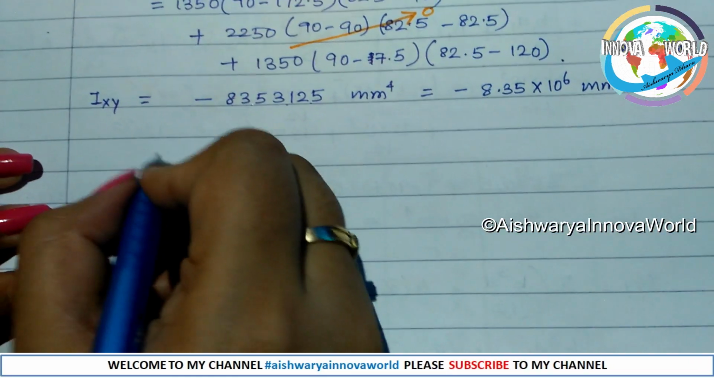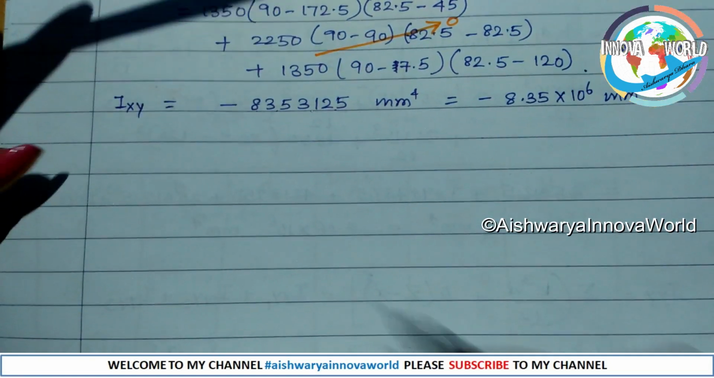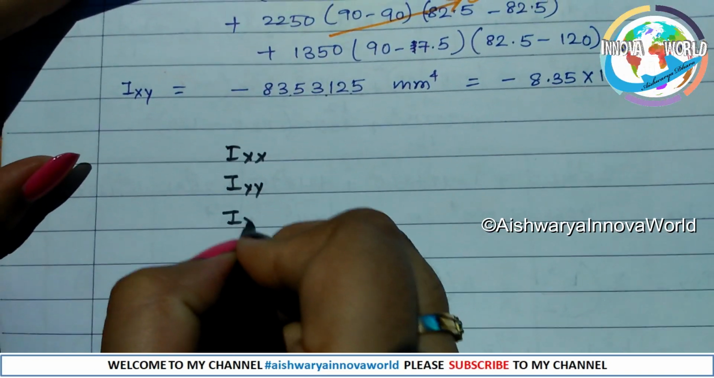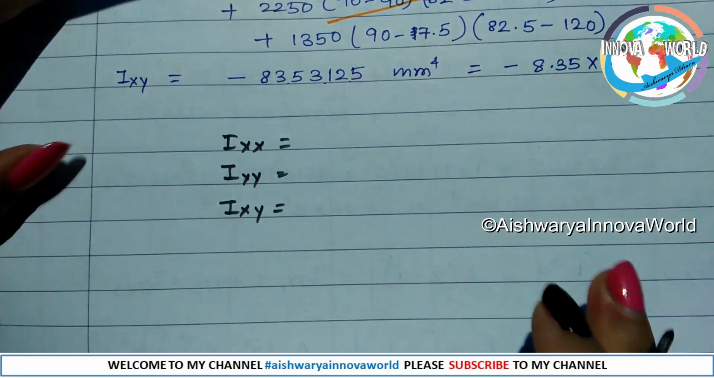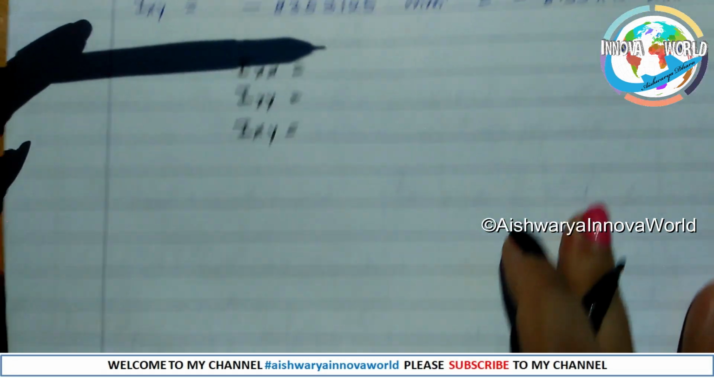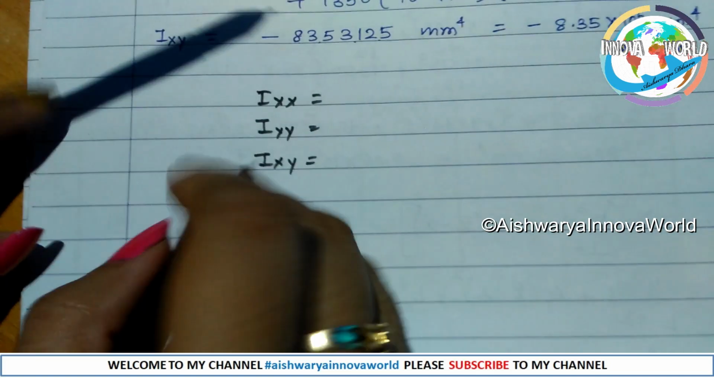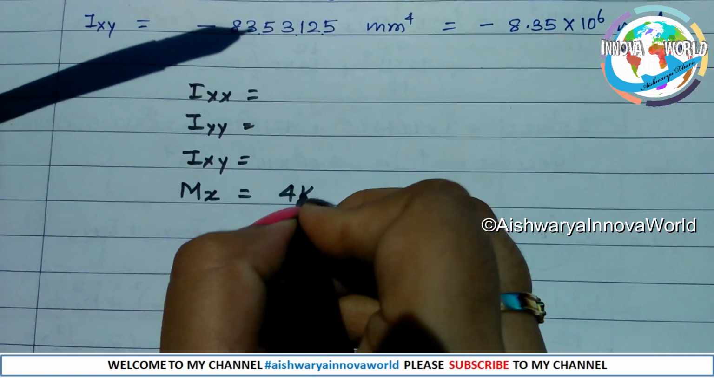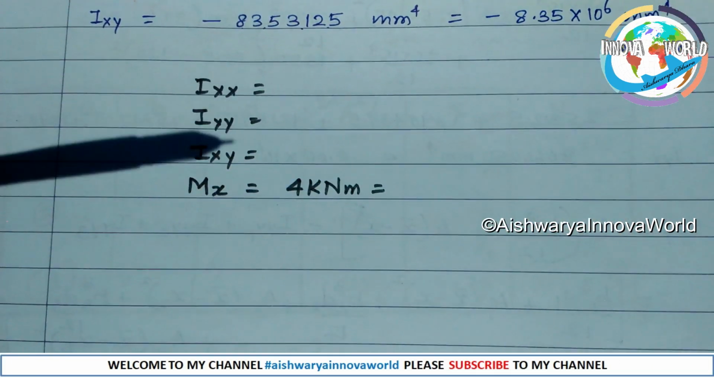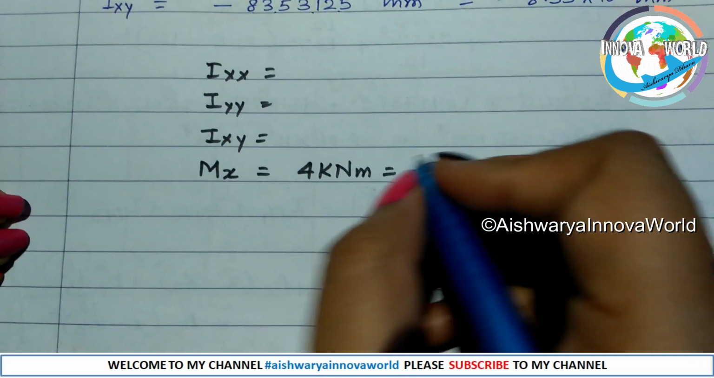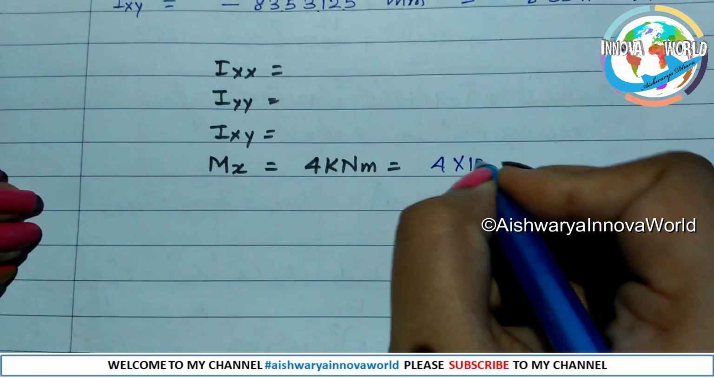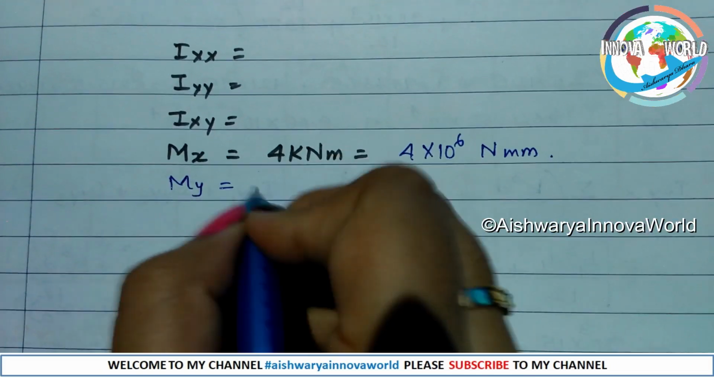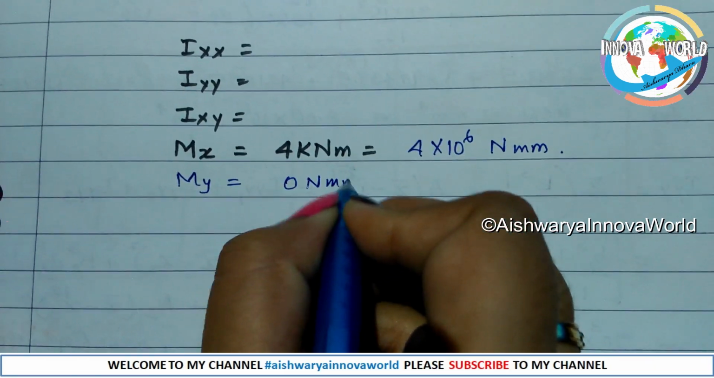Okay, so after finishing this, you write down all the values you got: Ixx value, Iyy value, then Ixy value. You write them down so you don't have to turn your pages and see the values. You write it for your convention. Now, Mx value has been given as 4 kilo Newton meter. At first itself I said you need to change the convention, so 4 into 10 power 6 Newton mm. My value is not given, so you have to consider 0 Newton mm.